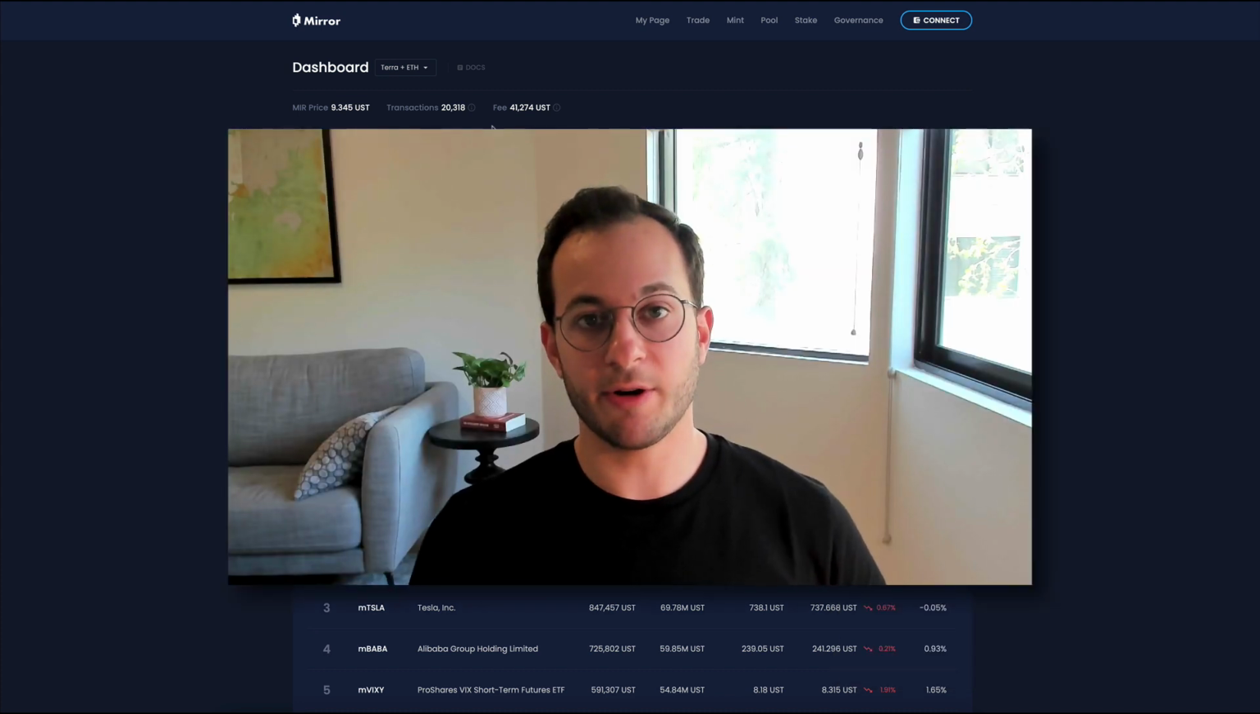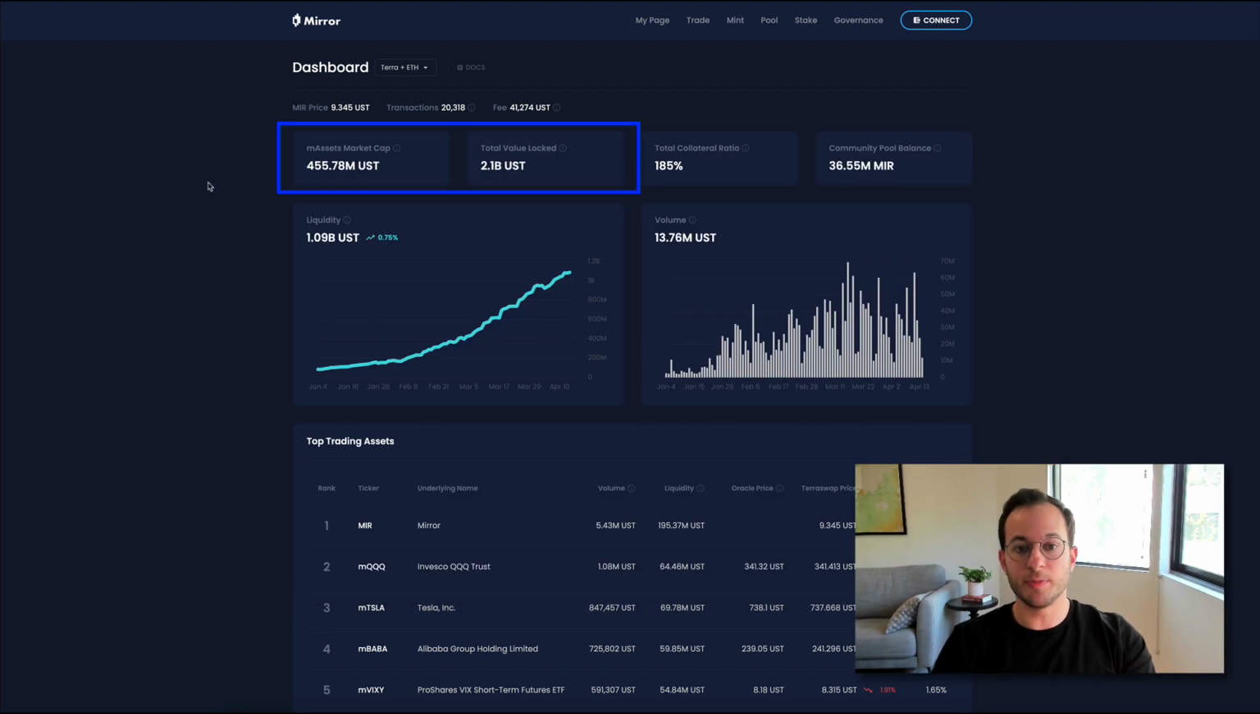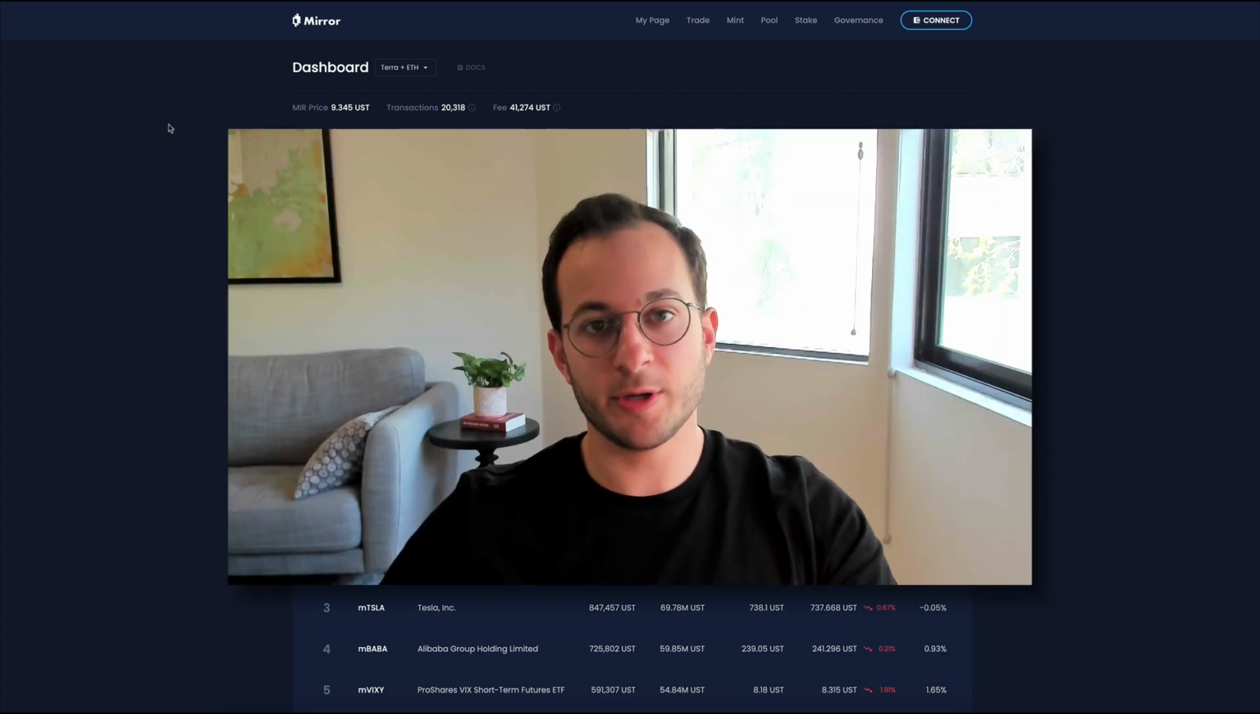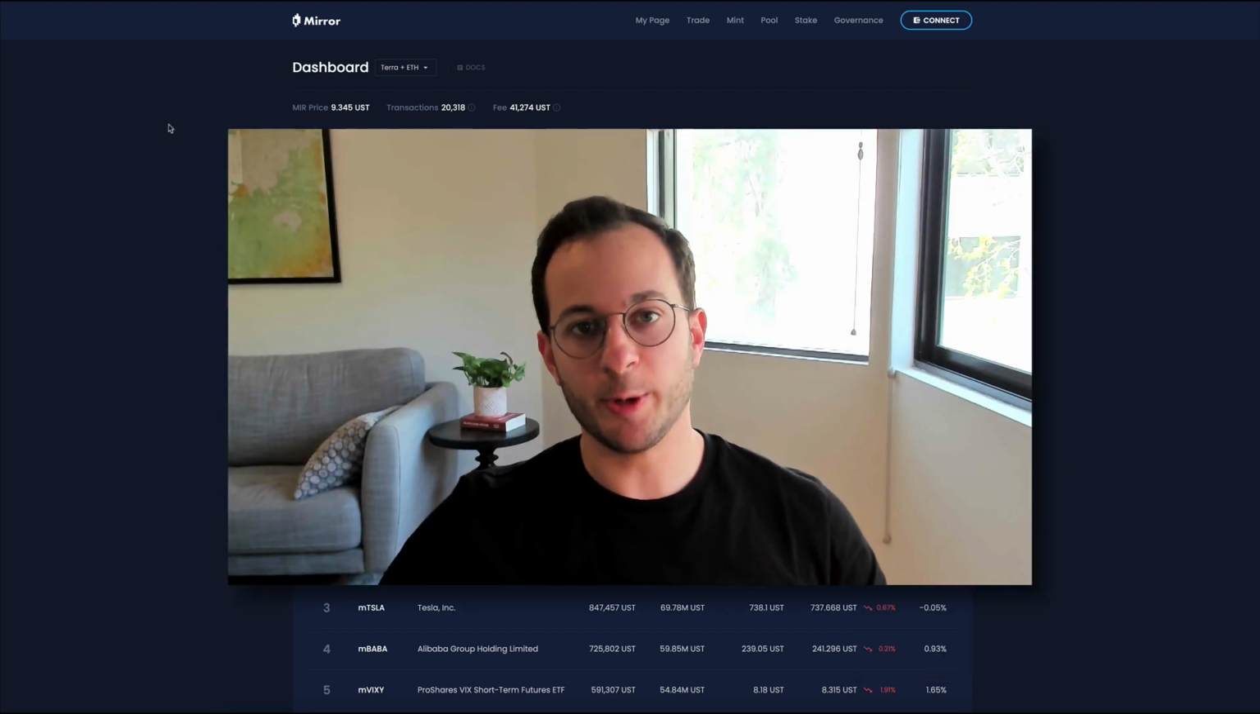The big driver that Terra has right now is that transactions are extremely cheap. So as you can see here, there's about $2.1 billion of total value locked, and then there's about $450 million worth of M assets. So Mirror is really the biggest use case of the Terra network right now.